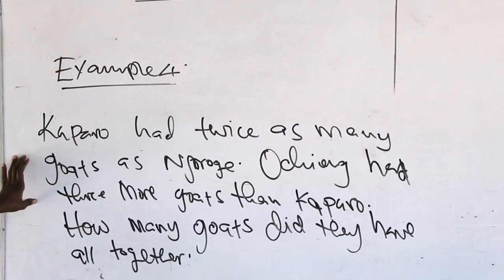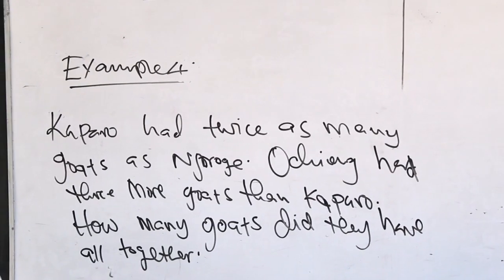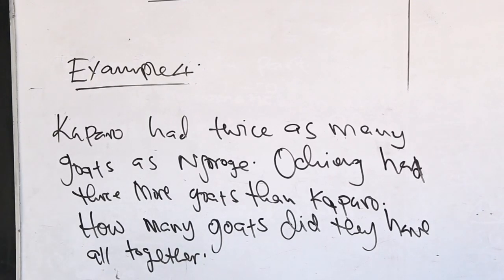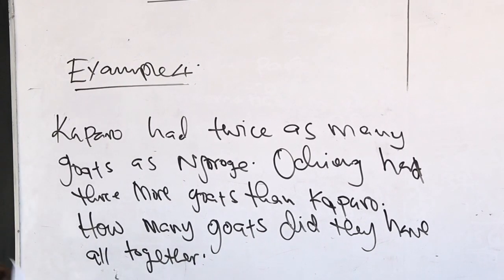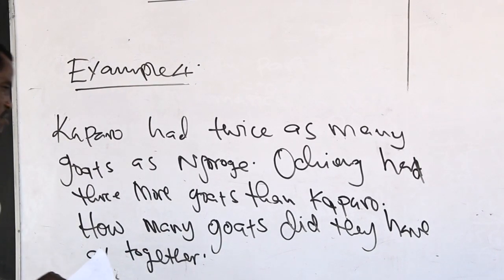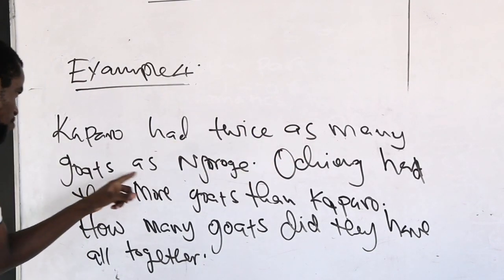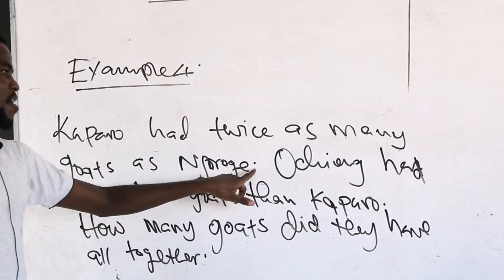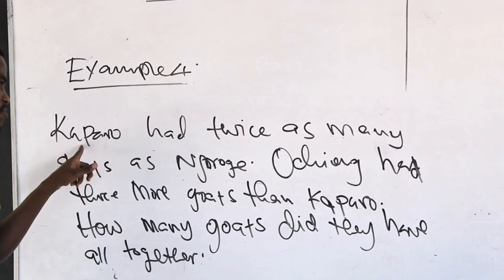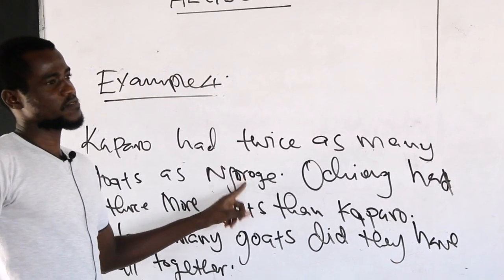So it is good to read the question and even reread again, even read for the third time, until you understand what it requires. Caparo had twice as many goats as Njoroge. Ochieng had 3 more goats than Caparo. How many goats did they have altogether? For me to get the number of goats that Caparo has, I need to know the number of goats that Njoroge has.